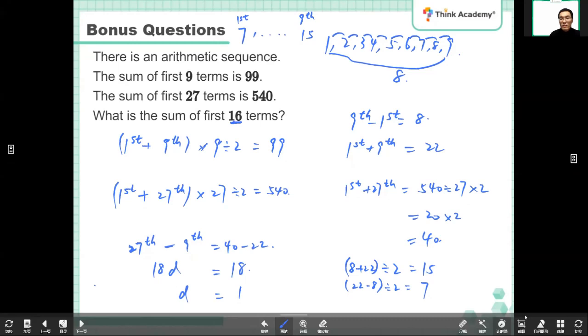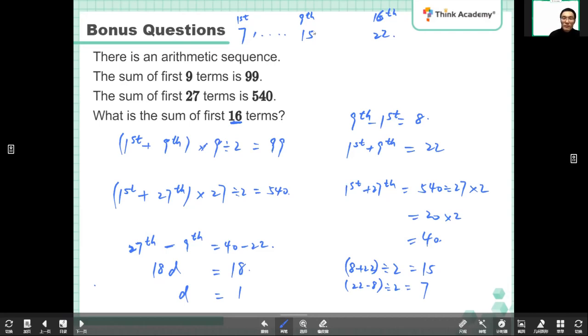Yeah, the 16th term. Let me erase stuff over here to get some space. All right. To get to the 9th term, we add 8 common differences, namely 8. Then to get to the 16th term, we will need to add 15 common differences. So we add 15 to 7, meaning that the 16th term is 22. Right, so we can do the calculation now.